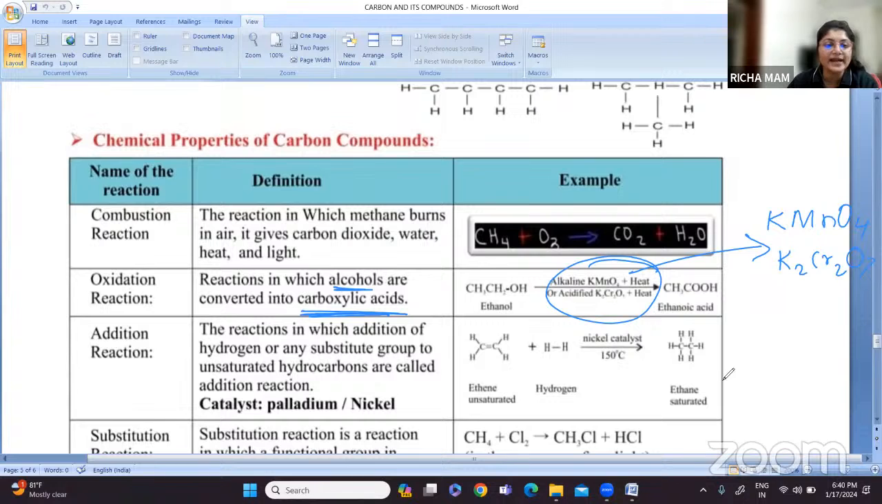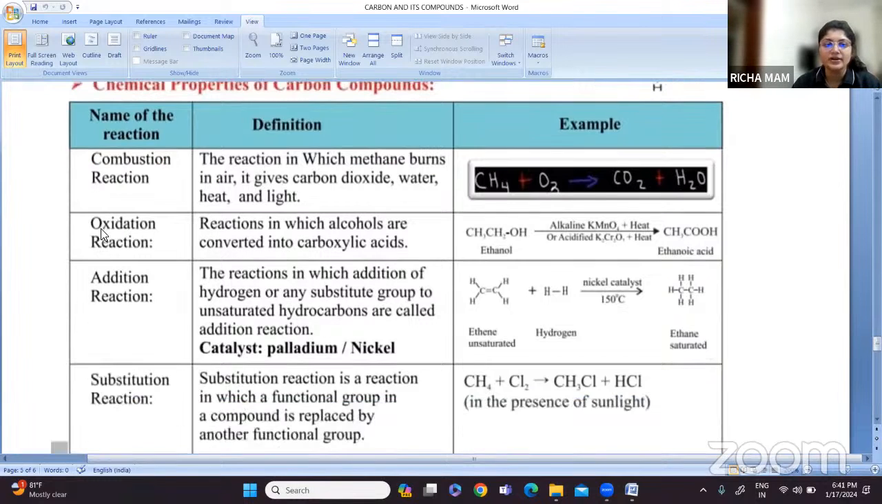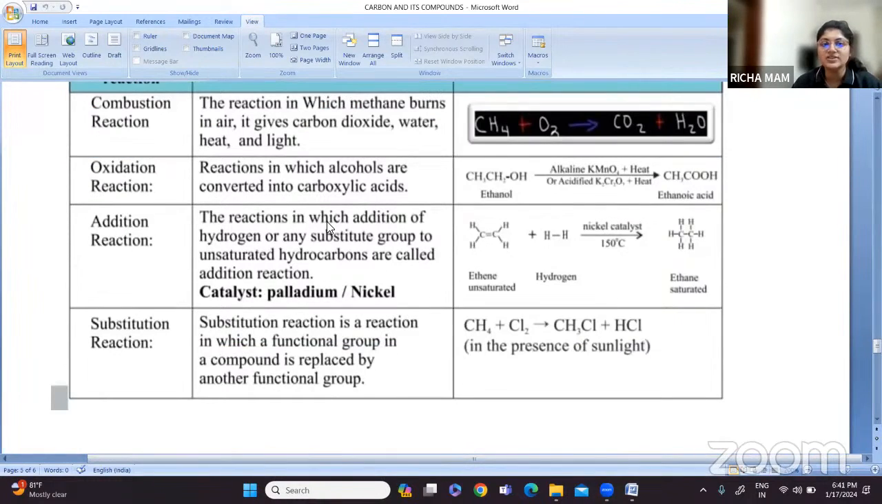Next is addition reaction, under chemical properties of carbon compounds. Chemical properties means how carbon compounds undergo different reactions. Ethanol is a carbon compound, and methane is also a carbon compound. Next we are seeing addition reaction.